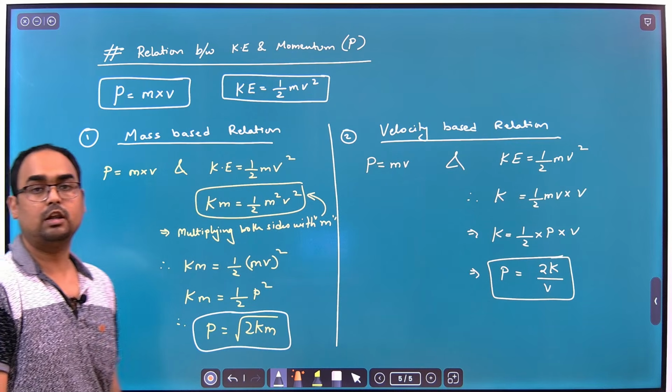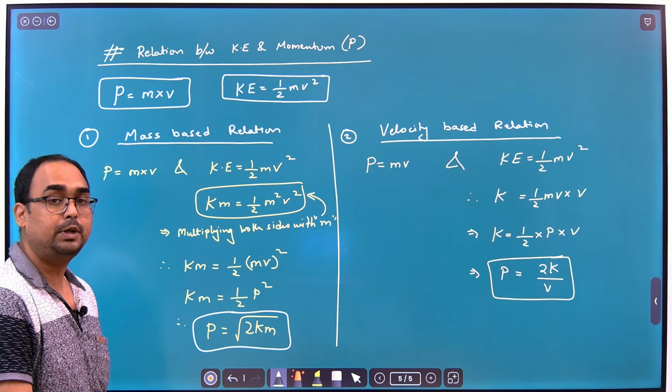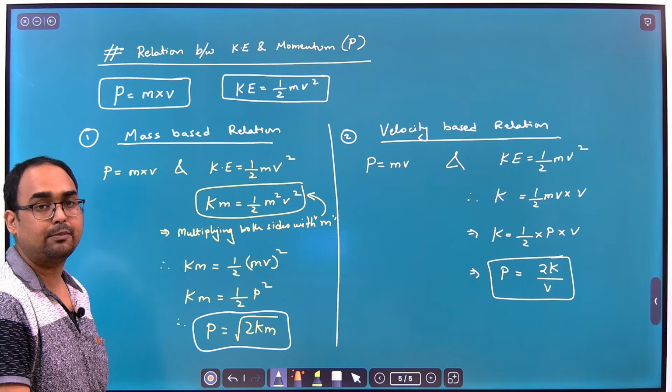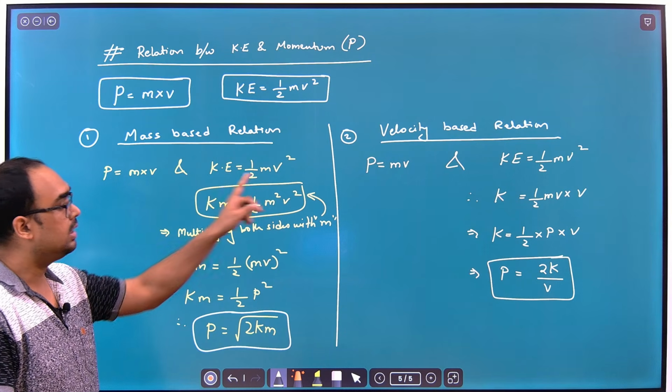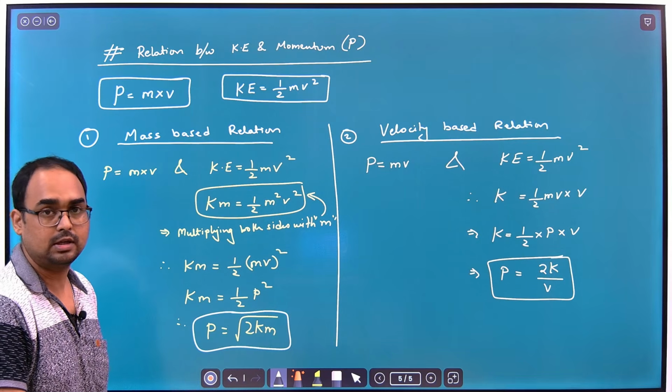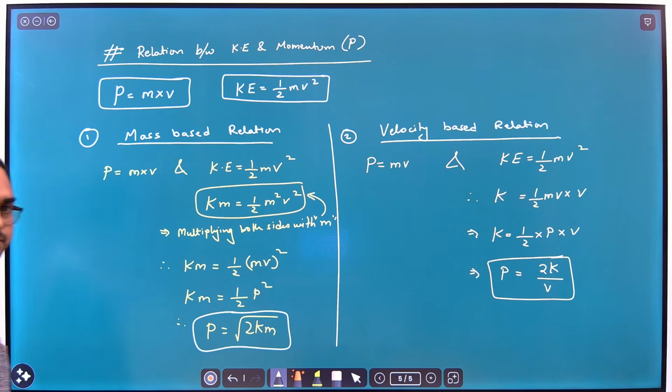These are the velocity-based relations. So between momentum and kinetic energy, you have two types of relations, mass-based relations and velocity-based relations. Everyone, do go through it once.